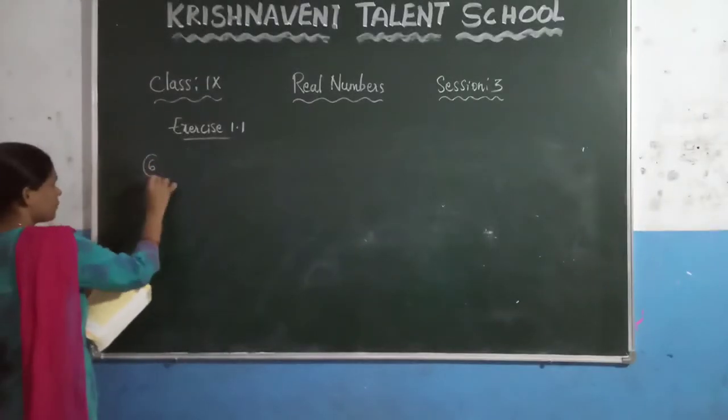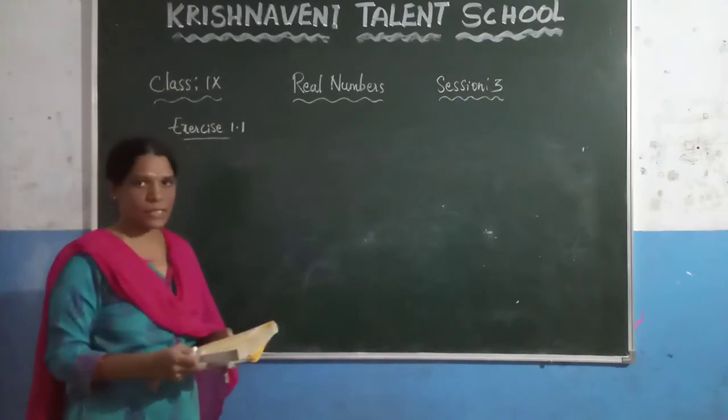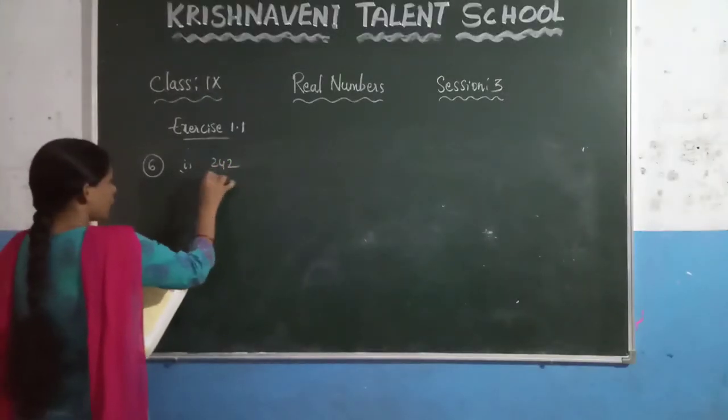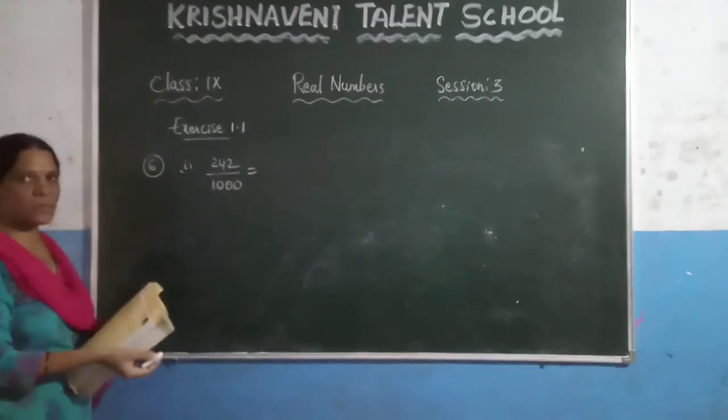Sixth question. Here represent the following rational numbers in the decimal form. Here you have to write these numbers in the decimal form. The first one, 242 by 1000. How do you write this one in the decimal form?